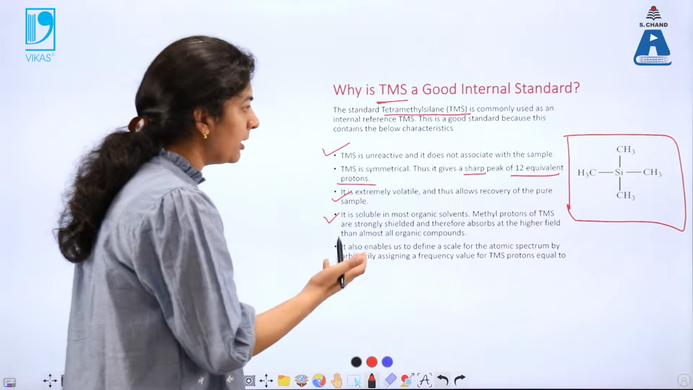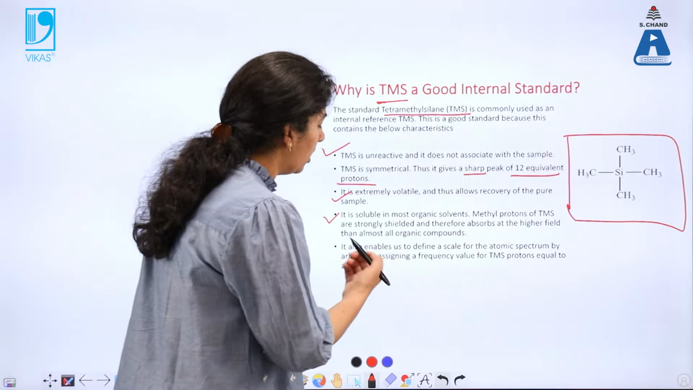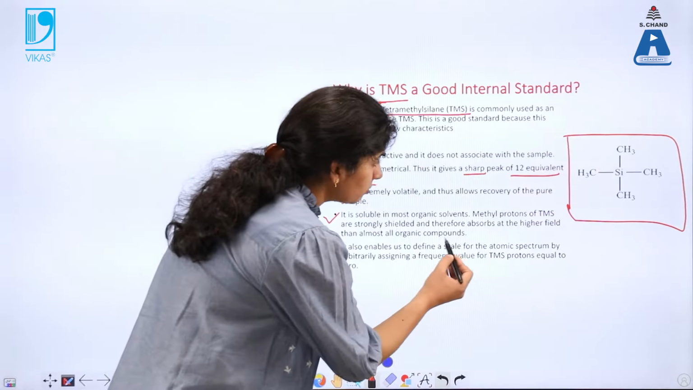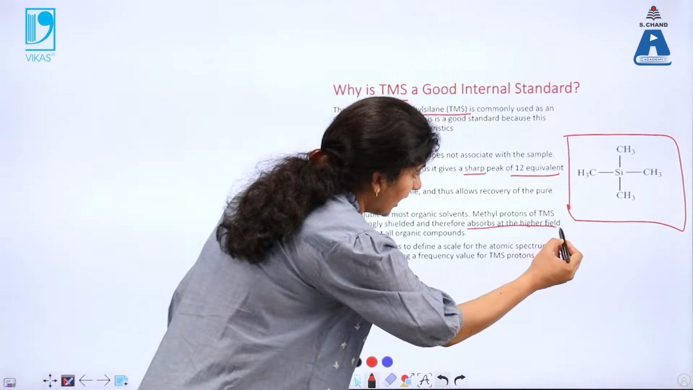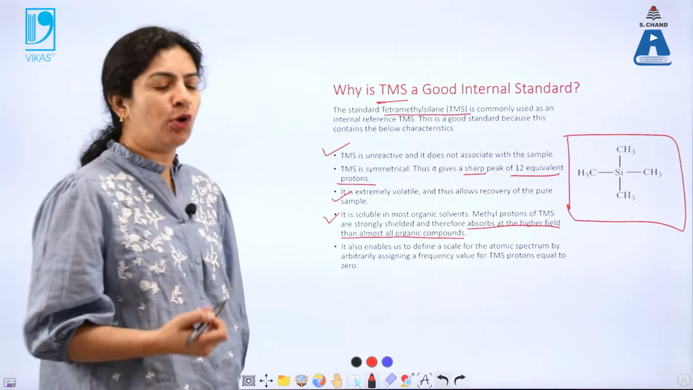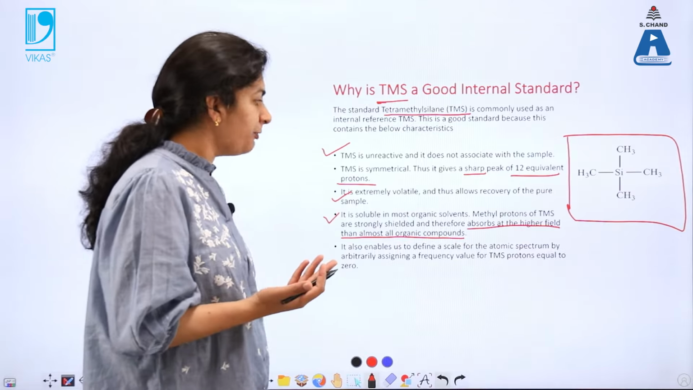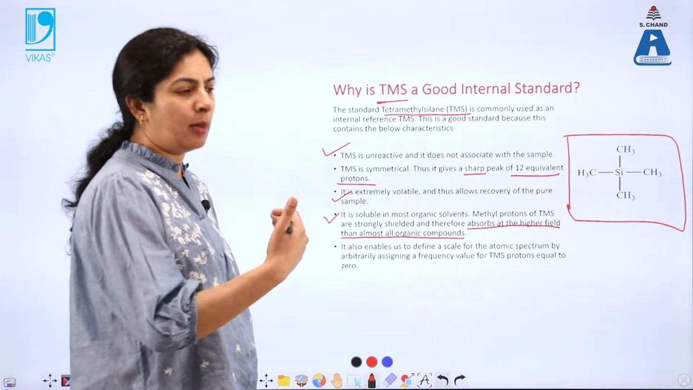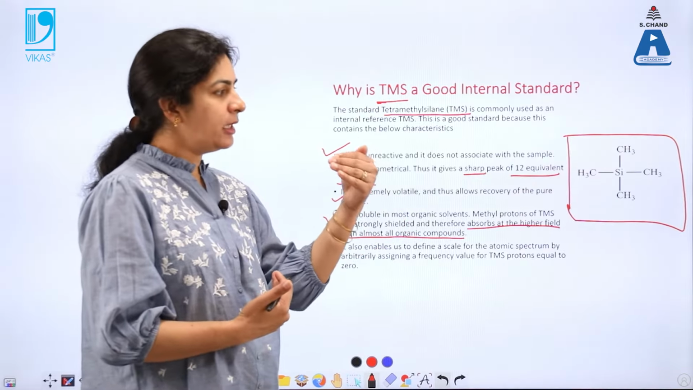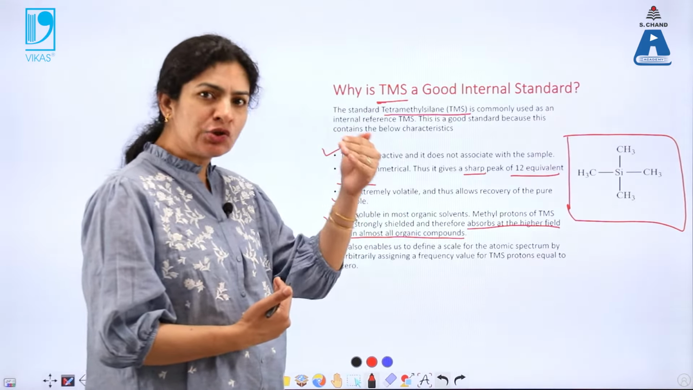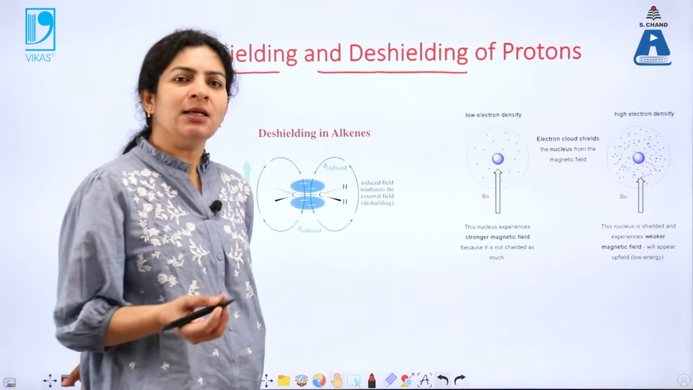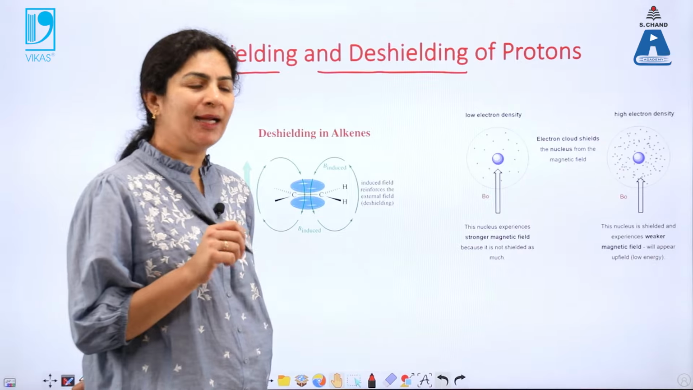So TMS is soluble in most of the solvents, and it also absorbs at higher field. This part I will cover in the next slide, what we mean by higher field. For now we can understand that higher field means it is going to show the absorption at the extreme right hand of the delta scale. So let's understand the phenomena of shielding and deshielding.